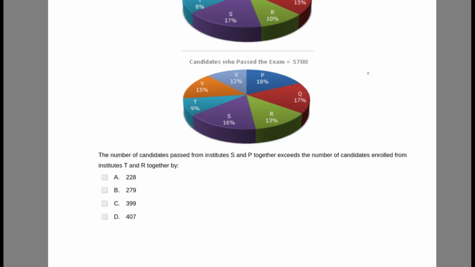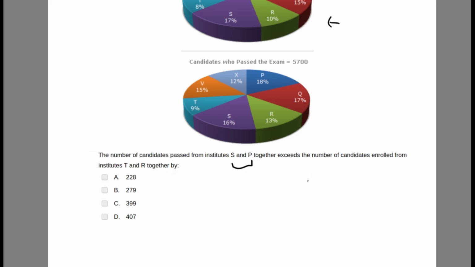Now this question says number of candidates passed from the institute S and P. So we have to check in this table for S and P together, exceed the number of candidates enrolled from the institute T and R together by. So for T and R we have to check from this. So you have to find the difference between these numbers. Let's just look at this table.